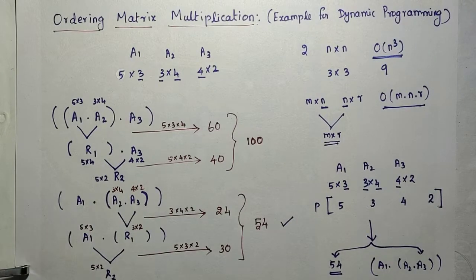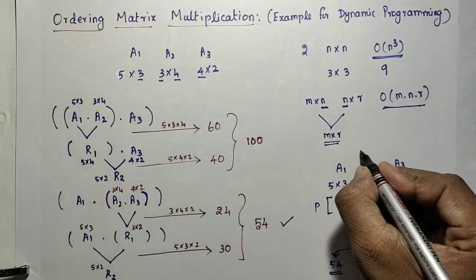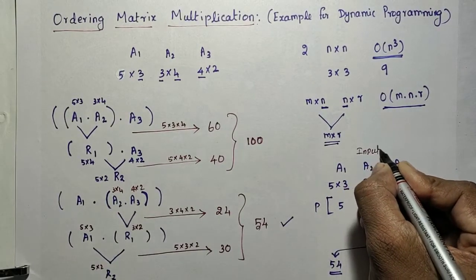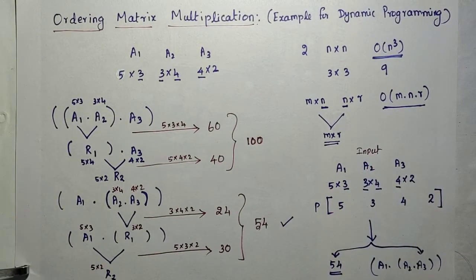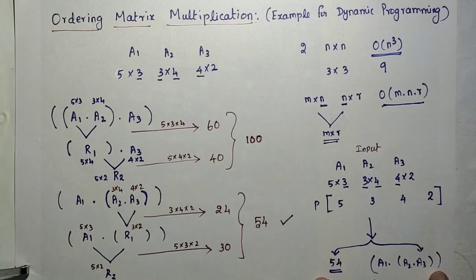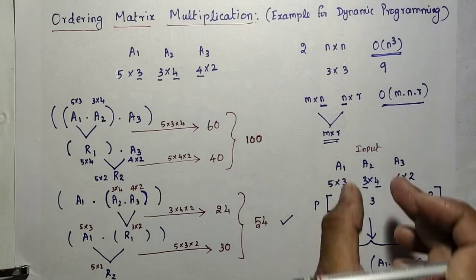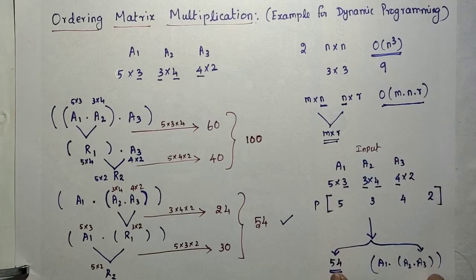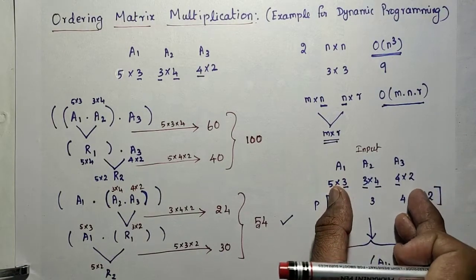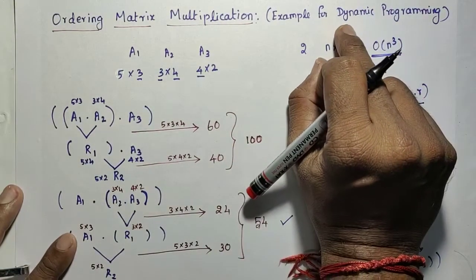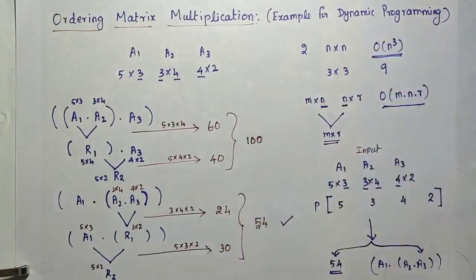Okay, so the input for my problem is the sequence of matrix dimensions. The output is the minimum multiplication needed, and in which order you do that multiplication to get that minimum. So you have to write a fully parenthesized expression for those matrices. That is the input and that is the output. To obtain this result from this input, we are going to apply the dynamic programming approach. So this is the problem statement.